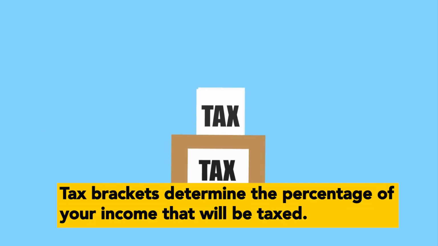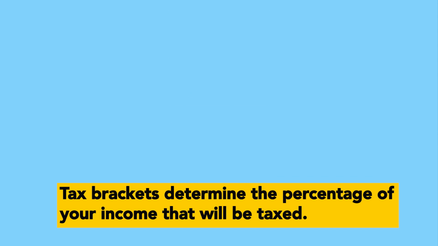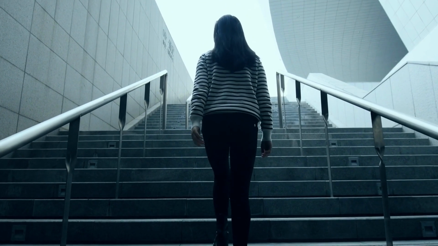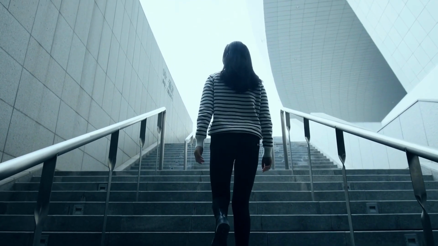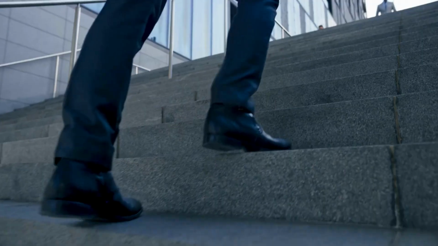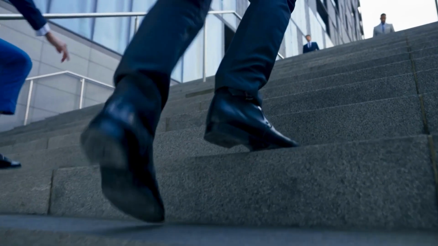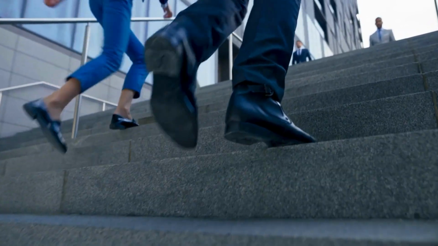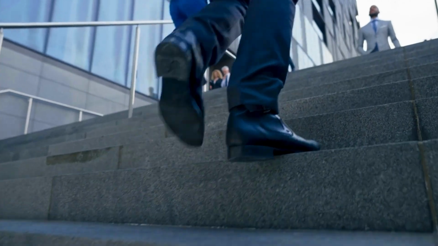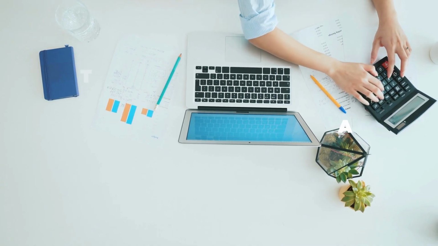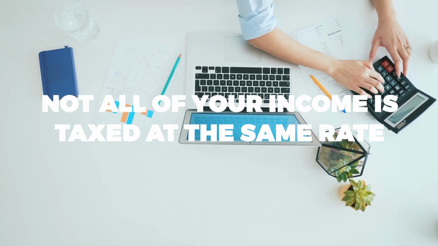Tax brackets determine the percentage of your income that will be taxed. Here's a simpler way to understand it. Imagine you're climbing a staircase, with each step representing a different tax bracket. As your income increases, you move up the staircase, and the percentage of tax you owe increases as well. But here's where it gets interesting. Not all of your income is taxed at the same rate.